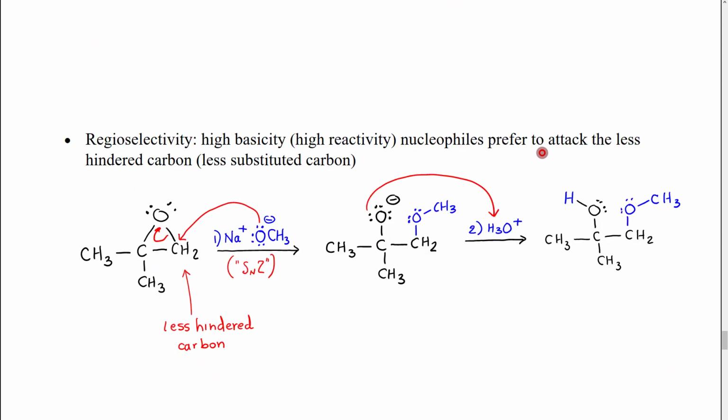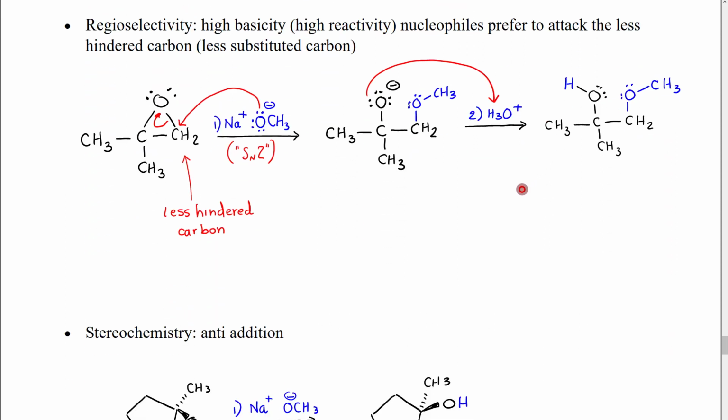One of the important distinctions between the base and the acid conditions is the regioselectivity. The base conditions are much more like an Sn2 reaction. Recall that Sn2 reactions are strongly affected by steric hindrance. So what we see is, in the base conditions, the nucleophile prefers to attack the less hindered, less substituted carbon.